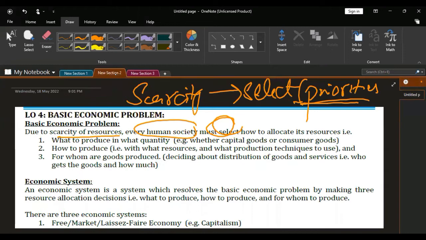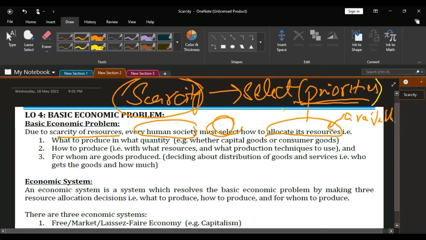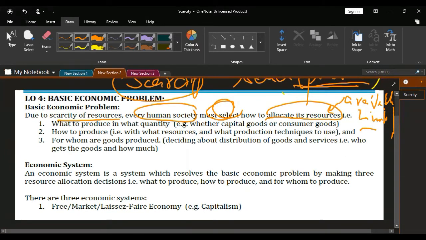Similarly, a producer has to utilize its available resources on such a commodity that gives him more benefits or more opportunities. So, when the problem of scarcity arises, you have to prioritize your utilities, your needs, your wants. So, due to scarcity of resources, every human society must select how to allocate its resources. Here, resources means available resources. You do not have unlimited resources, you always have some limited resources that need to be allocated to all these.